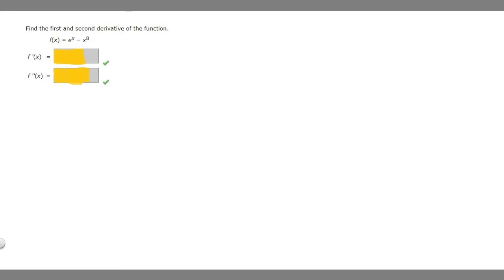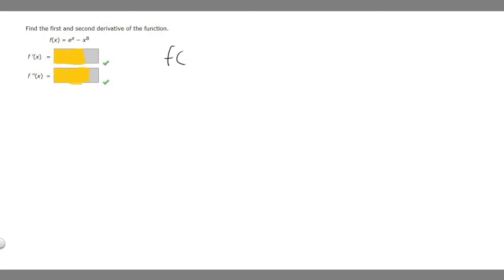So in this problem, we're asked to find the first and second derivative of the function, and we're given the function f of x, which is equal to e to the x minus x to the 8. So what you need to recognize on this problem is f prime of x is the first derivative, f double prime of x is the second derivative. So the first derivative is just the derivative of our function, that's what we're used to. But the second derivative is the derivative of this function right here, so the derivative of our first derivative.